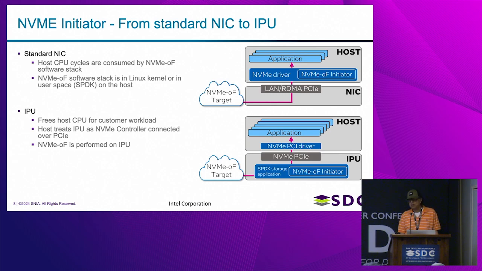One of the most important things that the IPU does is free up the host CPU for customer workload. This is particularly important for cloud service providers because they want to rent out as much of the available compute as possible to their tenants and monetize those instances. So this is one direct benefit for cloud service providers.